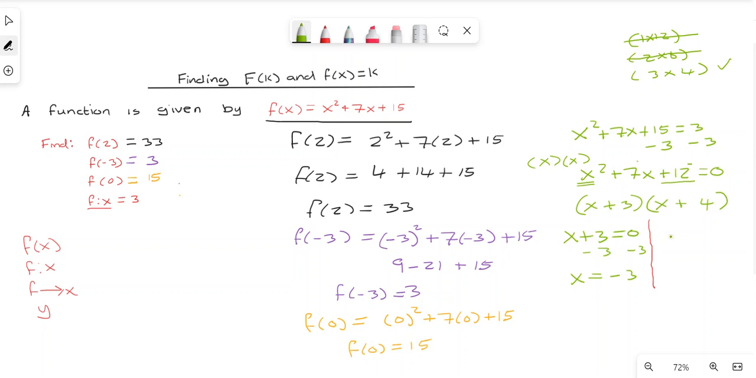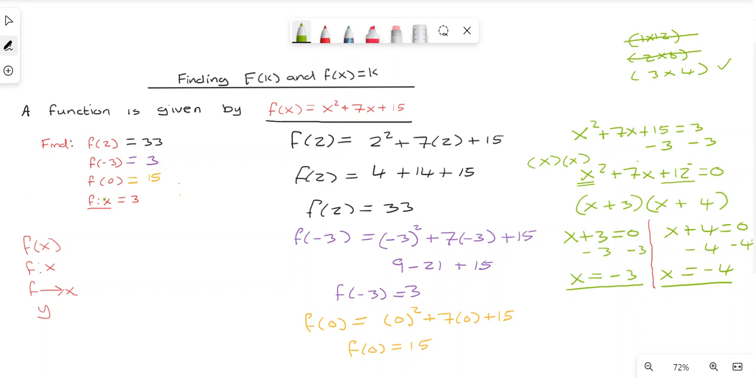And then we do the same with this one. So x plus 4 is equal to 0. Then we minus 4 from here and minus 4 from here, and that's going to leave us with x is equal to minus 4. So these are the two values for x. What we're saying is that when this whole function here is equal to 3, we can work out using this method that x is going to be minus 3 and x is equal to minus 4.